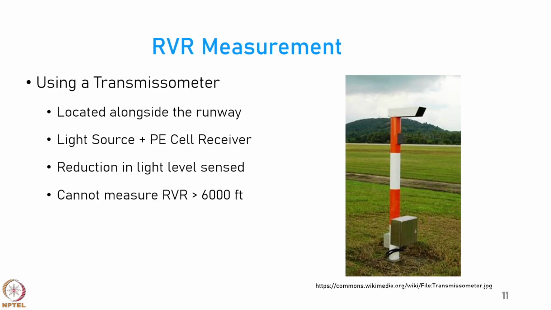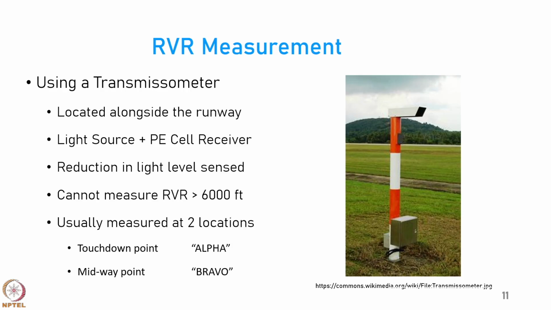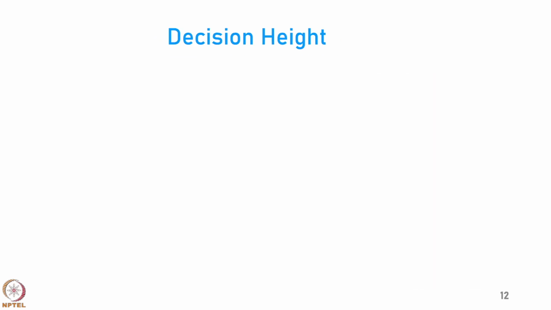RVR can be measured only till about 6000 feet, and usually you measure RVR at 2 locations: the touchdown point, or the point where the pilot is supposed to touch the aircraft down, called the alpha point, and then there is a midway point called the bravo point, which is approximately at the middle of the runway length. At these 2 points we measure the RVR.